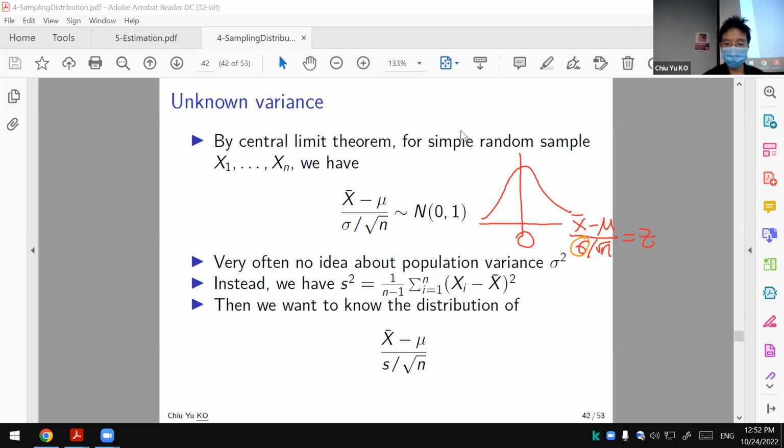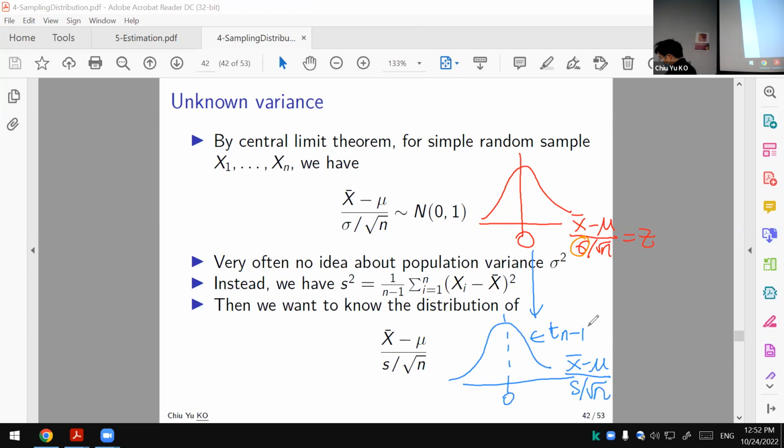So basically what we are going to do, instead, is have x bar minus mu over s over root n. And that will become mean 0 again. This is very similar to the z, but this is actually called t with n minus 1 degrees of freedom.